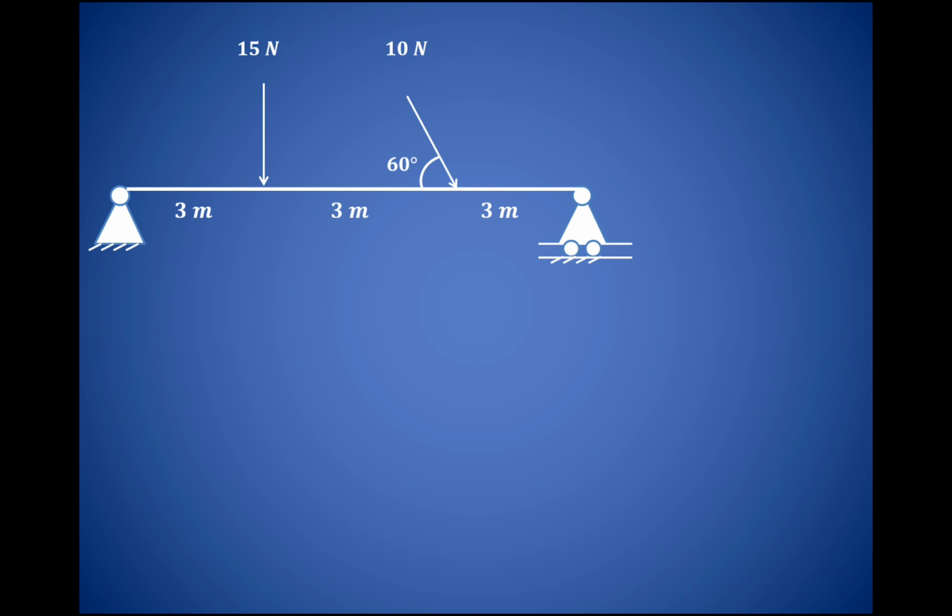Now let us see the procedure for drawing this particular graphical construction. We'll use the Bow's notation. As you can see over here, A, B, C and D are the Bow's notation. AB represents this 15 Newton force, BC represents this 10 Newton inclined load, CD will represent the reaction at this roller support, then DA will represent the reaction at this hinge support.